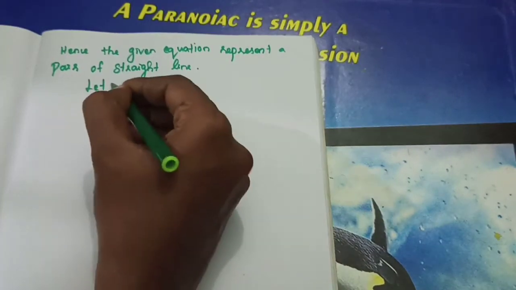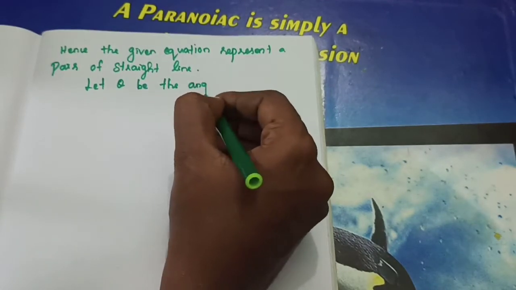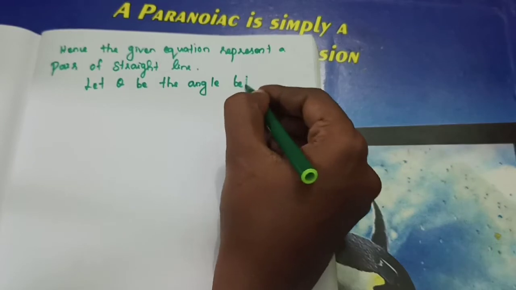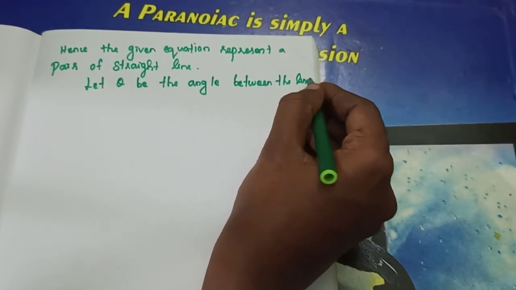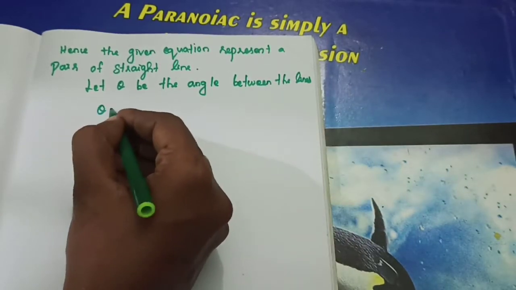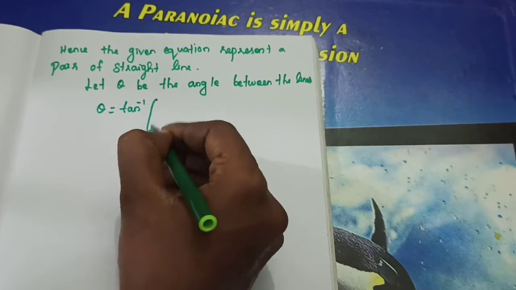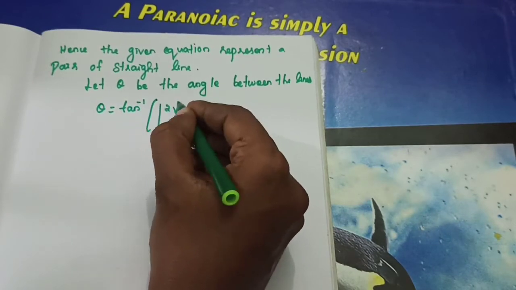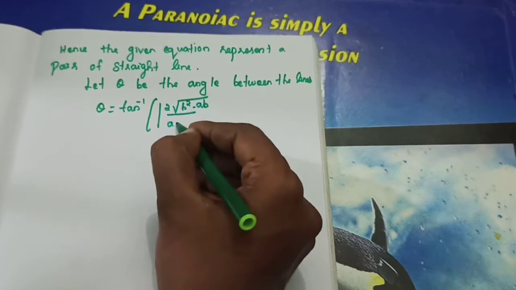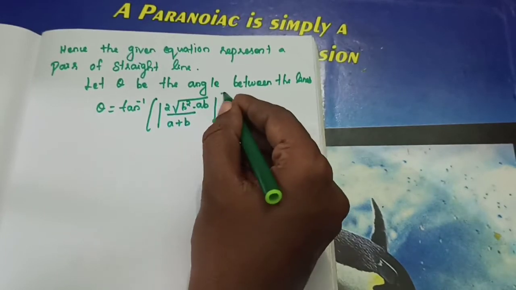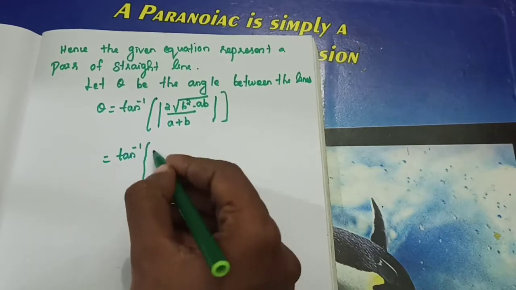So you take the angle as theta, that is, let theta be the angle between the lines. What's the formula? Already you have learned. That is tan inverse of modulus of 2 into root of h square minus ab divided by a plus b, modulus closed, equal to tan inverse of, carefully.